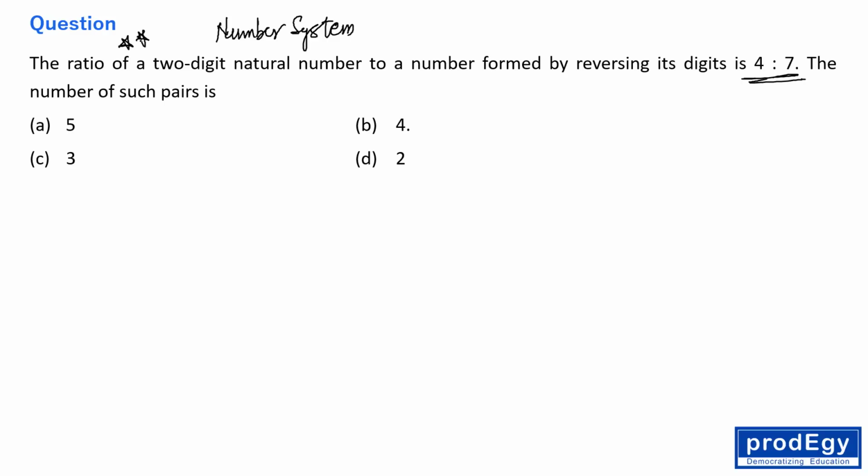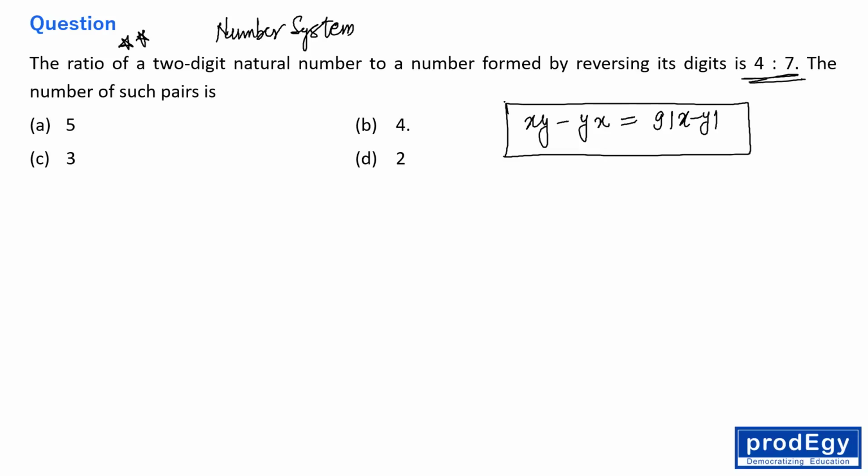So let me tell you the concept again. The difference between a two-digit number and its reverse is a multiple of 9. I repeat, the difference between a two-digit number and its reverse is a multiple of 9. Let's say a number is xy and the reverse of it is yx. So xy minus yx is always equal to 9 times mod of x minus y. For example, 91 minus 19 is equal to 9 into the difference between the digits, which is 8.